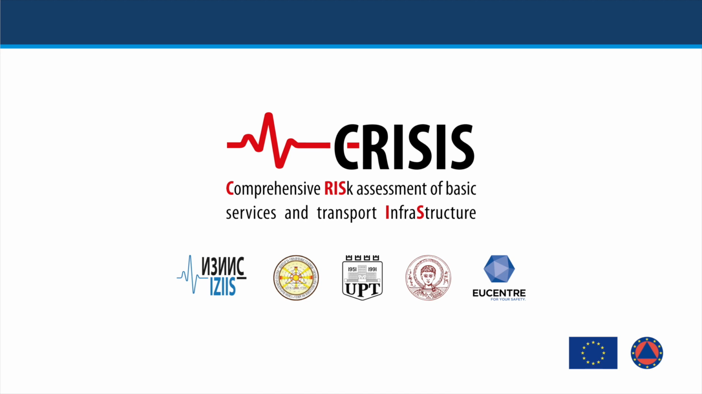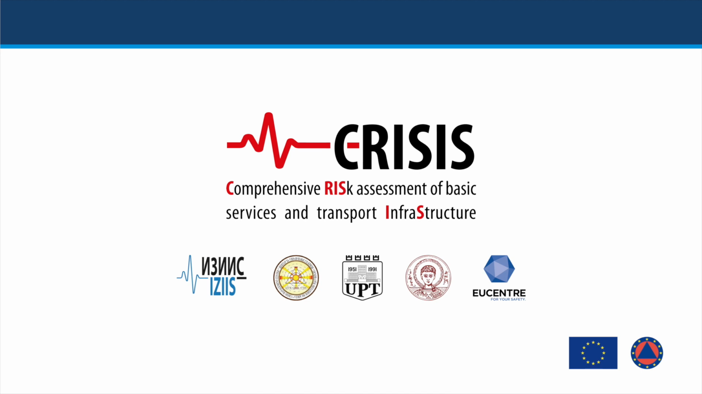CRISIS, an acronym for Comprehensive Risk Assessment of Basic Services and Transport Infrastructure, was a 2-year project started in 2020, funded by the European Civil Protection Mechanism. The CRISIS WebGIS is user-friendly and aimed at disaster and emergency management authorities in the cross-border regions of Albania, North Macedonia and Greece, which are the project's target areas.